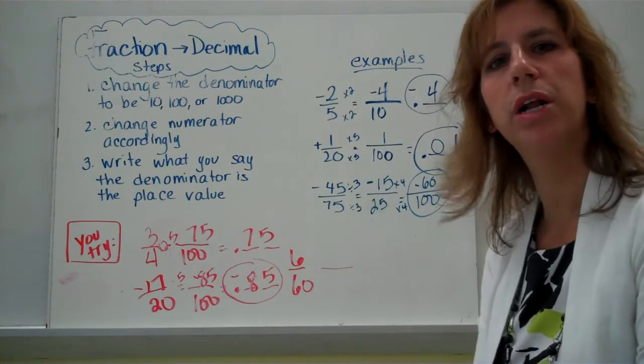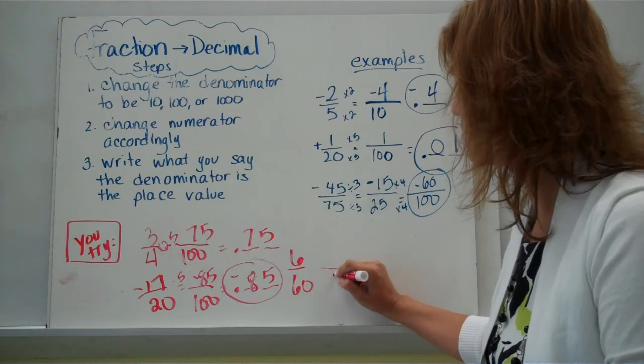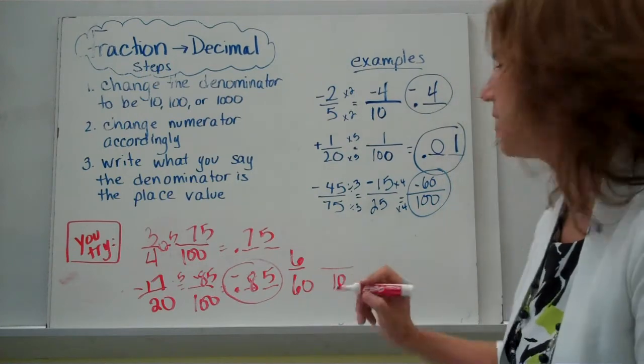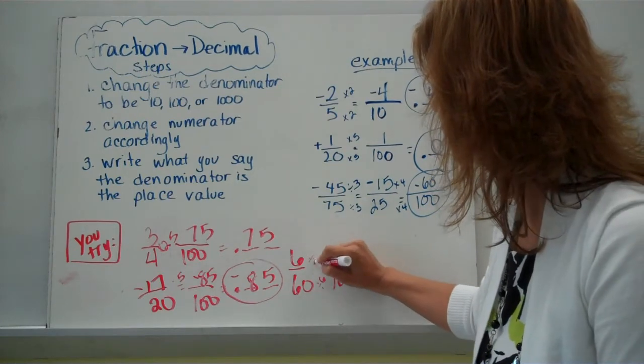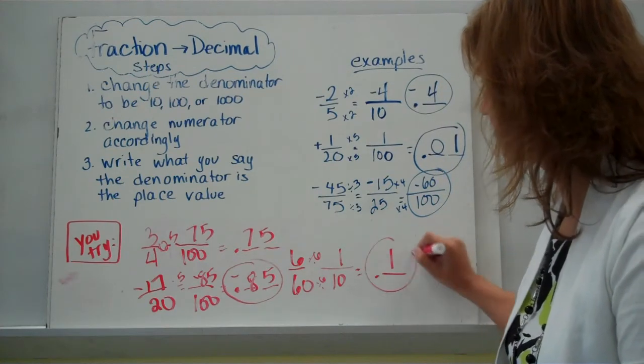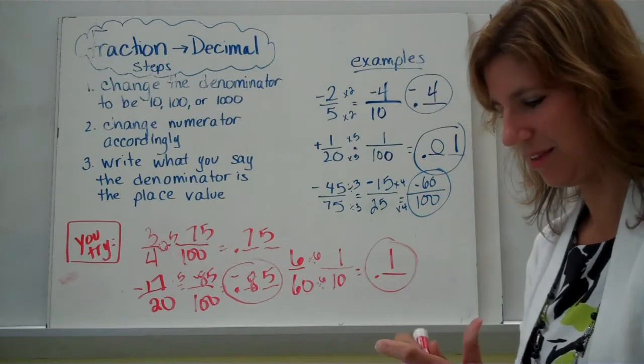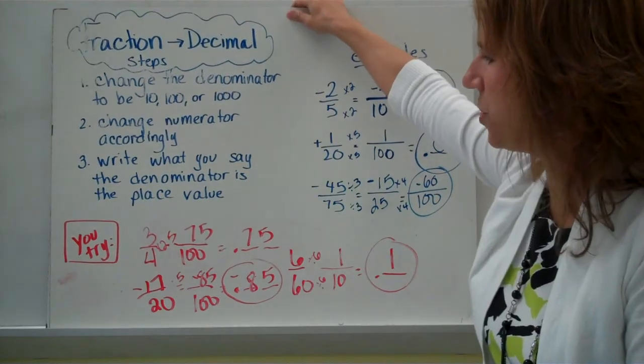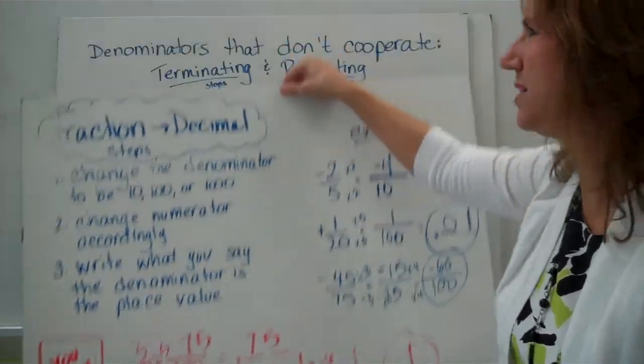60 doesn't go into 10 or 100. Well, it does go into 10, doesn't it? We can divide by 6. Let's try that. Oh, it works great for the numerator. Tenths place. Awesome. All right, what happens if you have a fraction that doesn't work quite so easily?